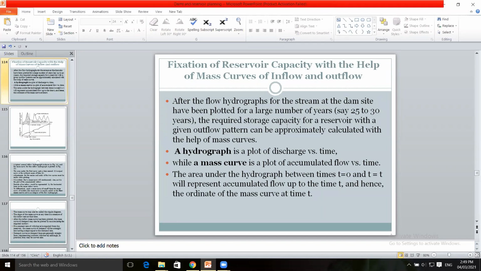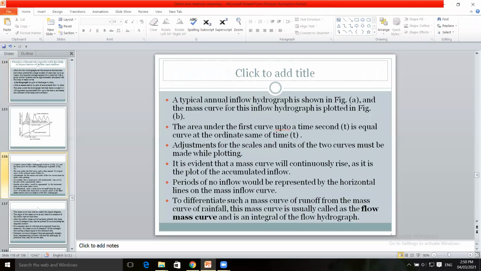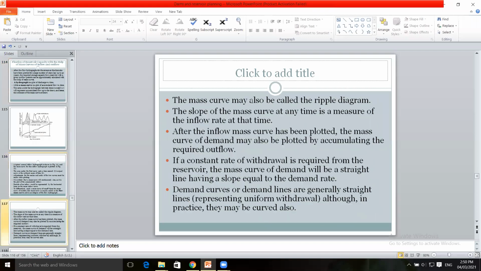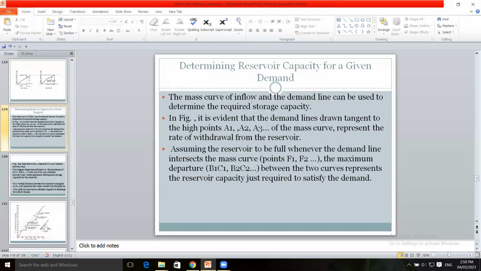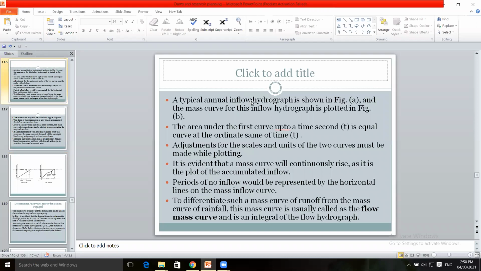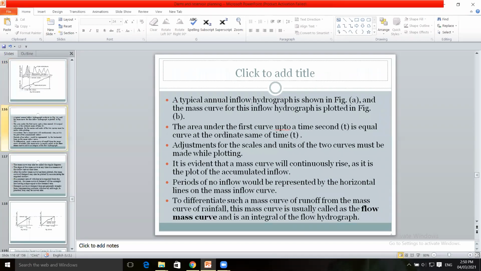How to take this reservoir capacity, the fixation of reservoir capacity? Another method is by using mass curves of inflow and outflow. Determination of reservoir capacity by mass curves of inflow and outflow is one of the methods of determining the reservoir capacity. So, कसं करायचं reservoir capacity? By using these two curves.